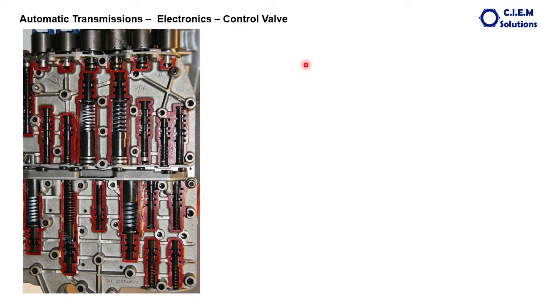The further advancement paved the way to modern transmissions which are called electronically and hydraulically actuated automatic transmissions. I repeat, electronically and hydraulically actuated automatic transmissions. Why electronically and hydraulically? In the earlier version of automatic transmissions, hydraulic oil used to flow through various valves. Different valves were there in the control valve.